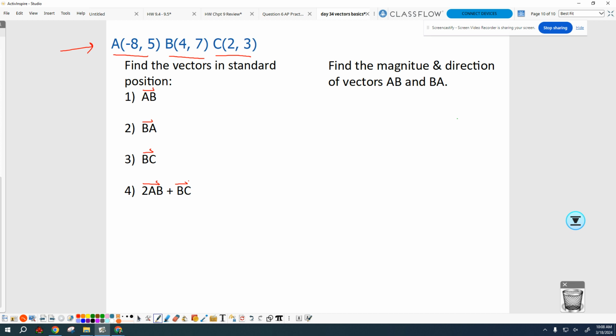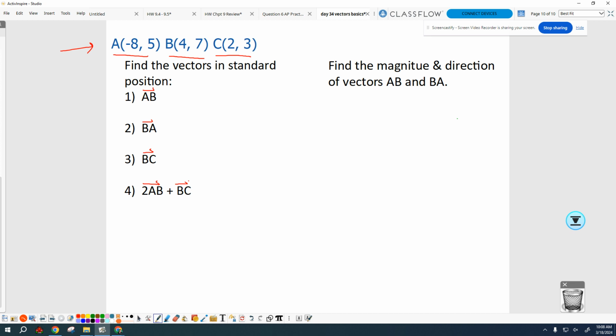2AB. So what did we get for AB? 12, 2. So times those by 2, so 24, 4. With 2AB plus BC, negative 2 more. Okay, there's two steps of math we have to answer, so then you have to add those. 24 plus negative 2 is 22, and 4 minus 4 is 0. You have to find standard position for all of these.